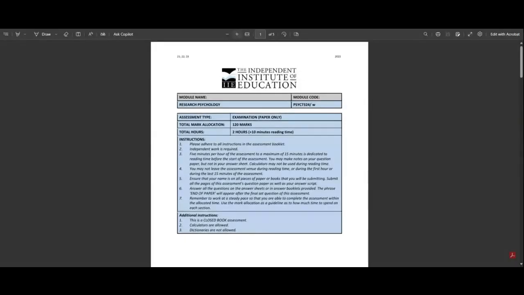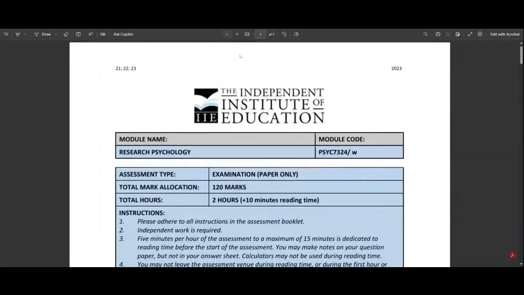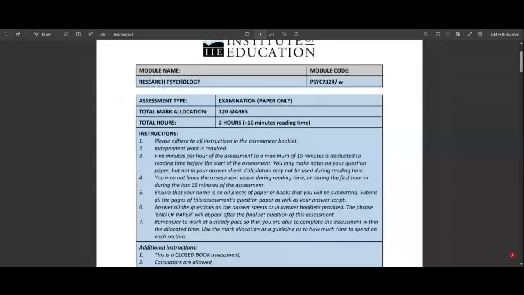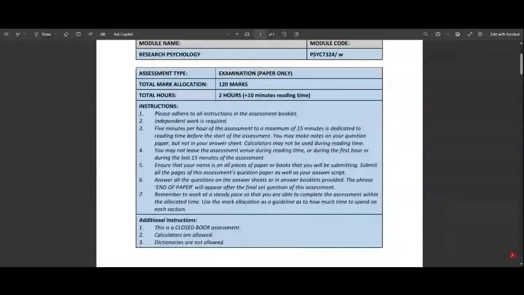Okay, so this is what last year's paper looked like, and this is exactly what the front page of your exam will look like. Yeah, you'll have 120 marks, 2 hours, plus this 10-minute reading time. So what's really important about this 10 minutes is that this is your time to center yourself and to breathe and to come to terms with what is in your paper. Okay. So use this time, read all of the questions, decide which ones you want to start with.